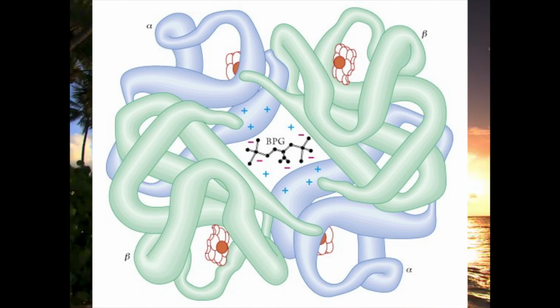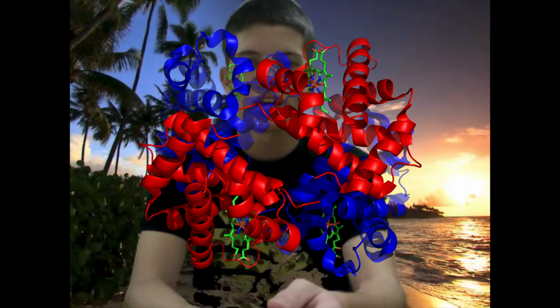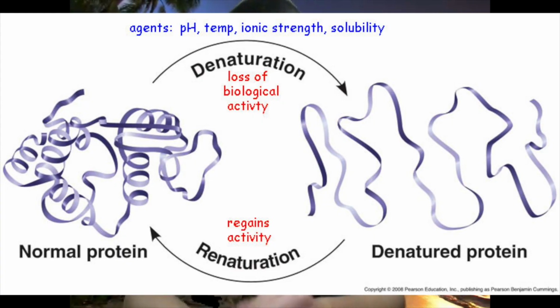Pretty much, shape determines the specific function, and there are two types of shapes. There's a general shape, which is things like globular and fibrous, and then there's also a specific shape, which refers to the specific coils, folds, and grooves in a protein itself. There's also a process called denaturation, which is a change in heat, pH, or salt concentration. When that happens, it changes the structure of the protein, which therefore changes the function of the protein. So that's pretty much it.